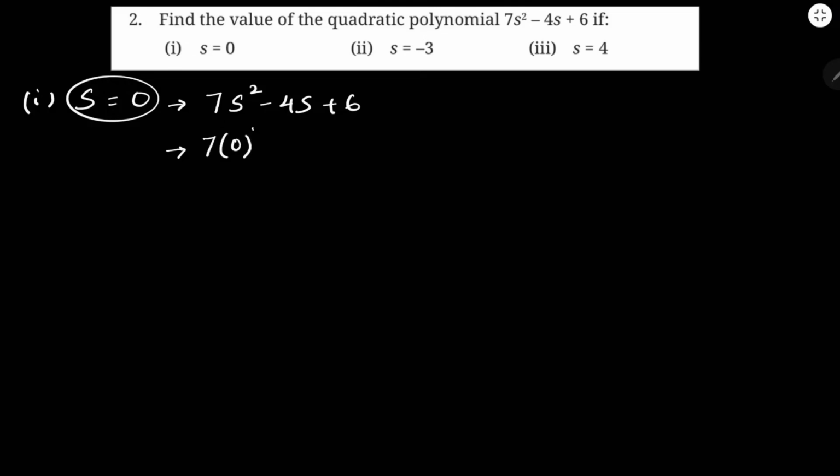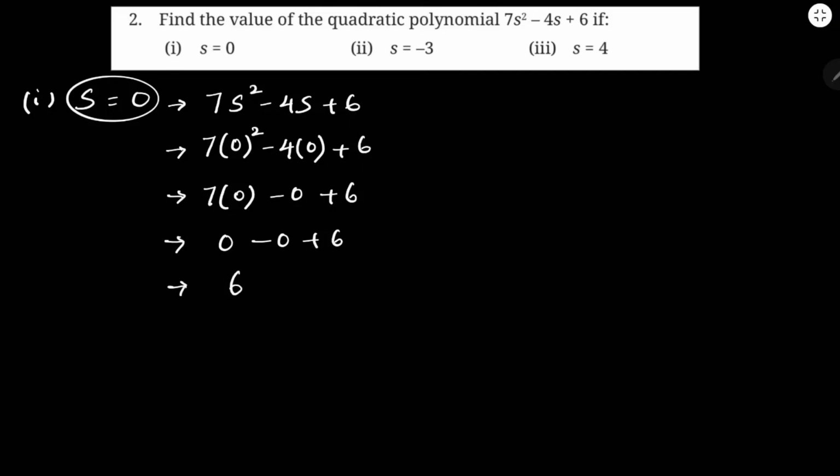7 times 0 square minus 4 times 0 plus 6. Then 0 square is 0, 4 into 0 is 0, plus 6. 7 into 0 is 0 minus 0 plus 6. So the value of the quadratic polynomial 7s square minus 4s plus 6 at s equals 0 is 6.